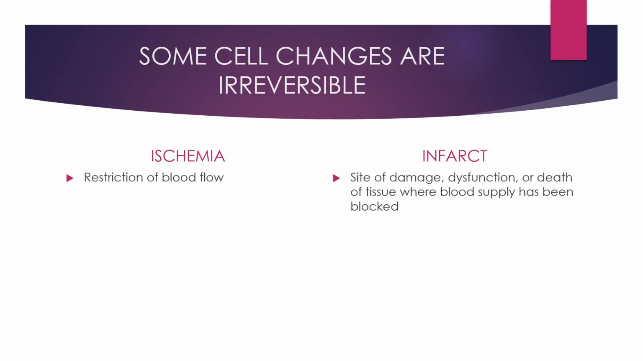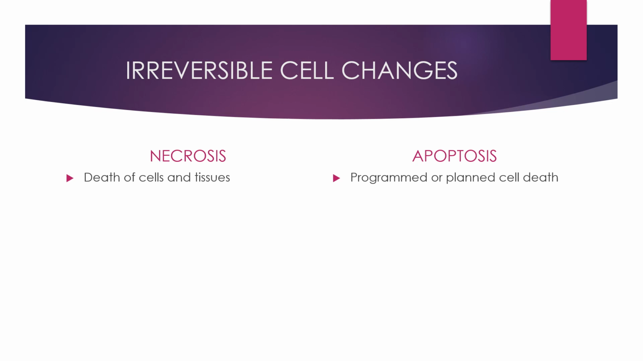Some cell changes are irreversible, such as ischemia. And ischemia means restriction of blood flow. An infarct is the site of damage, dysfunction, or death of tissue where the blood supply has been blocked. Other irreversible cell changes are necrosis, which is the death of cells and tissues, and apoptosis, which is programmed or planned cell death.